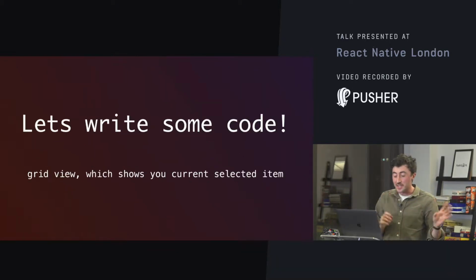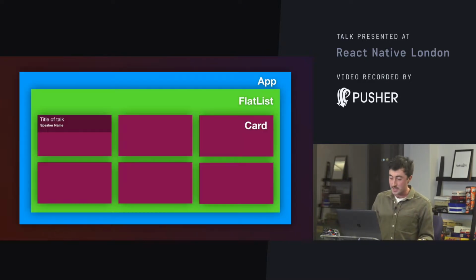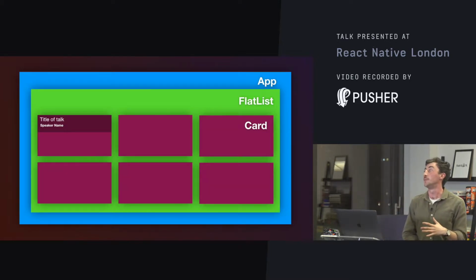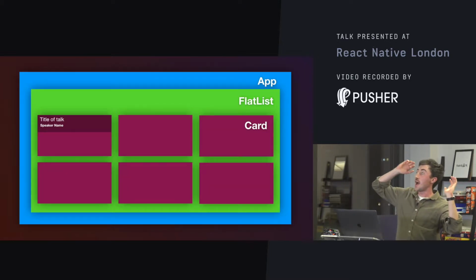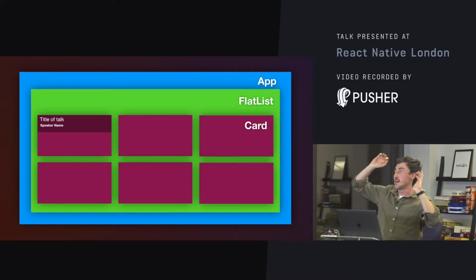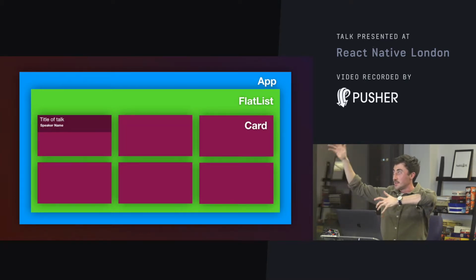So all that said, we're not going to dive into some native code yet. We're just going to write some React code. We're going to build this grid view. It's going to look like this. We're going to have our app component. Inside that, there's going to be a flat list component.